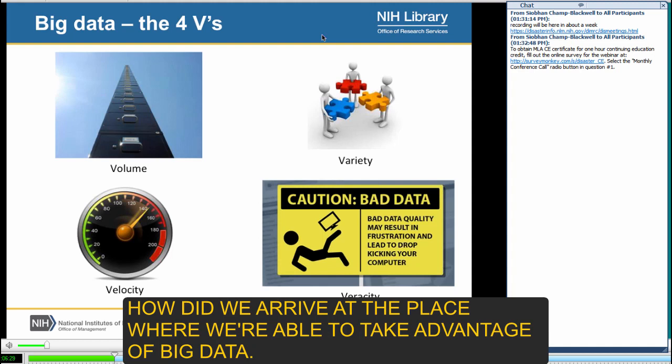So now, hopefully this gives you a sense of what we're really talking about when we talk about big data. It's not just a term that's thrown around. It actually refers to a very specific type or quality of data.